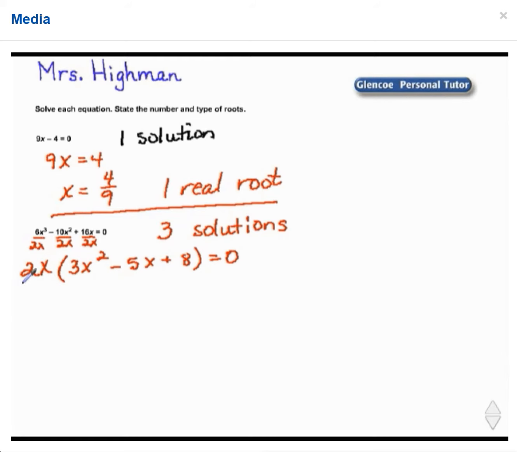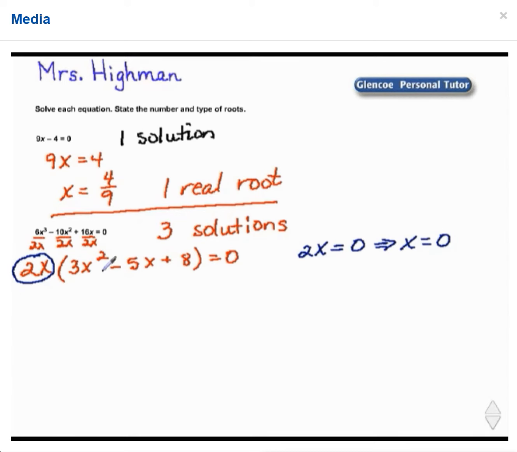So now we have a linear factor, and then we have a quadratic factor, and this quadratic factor cannot factor any further, so we're going to use the quadratic formula. But let's go ahead and first take care of our linear factor here, 2x. We can get one solution from there. If we take 2x, set it equal to 0, that would mean that x could equal 0. So that's one solution, so we got one real number solution.